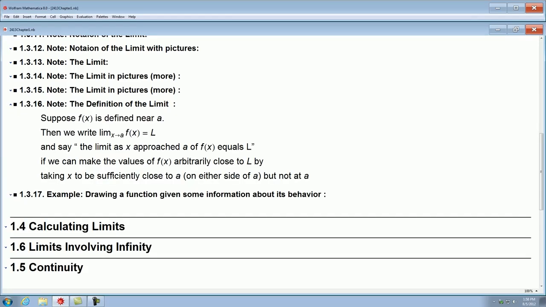All right, the definition of the limit. I'm just going to read over this. This is in the book. Let's not get too caught up in the language here. I'm hoping that with all the pictures and stuff I've shown you that you kind of understand.